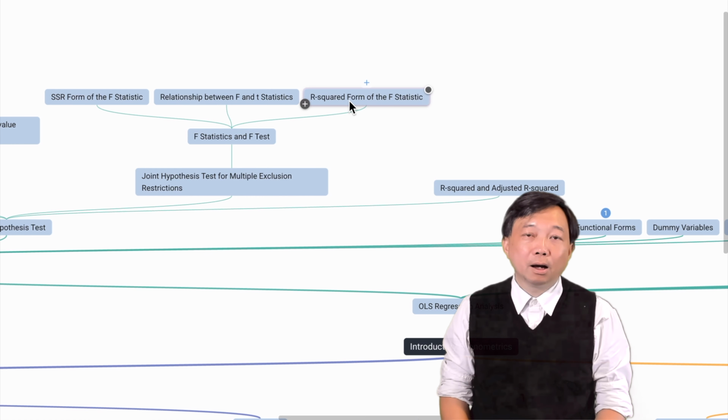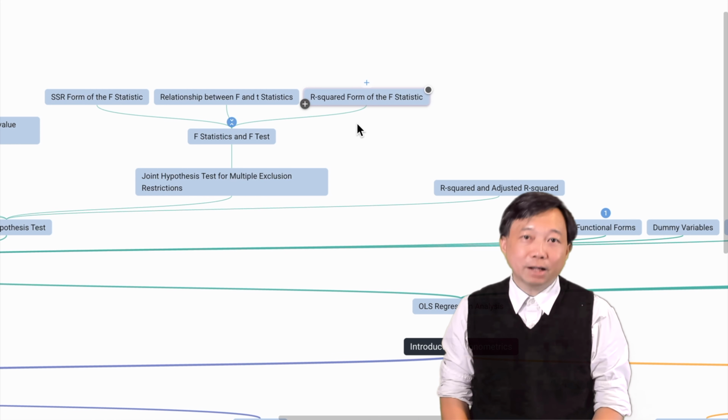Today, we have learned the R-squared form of the F-statistic.